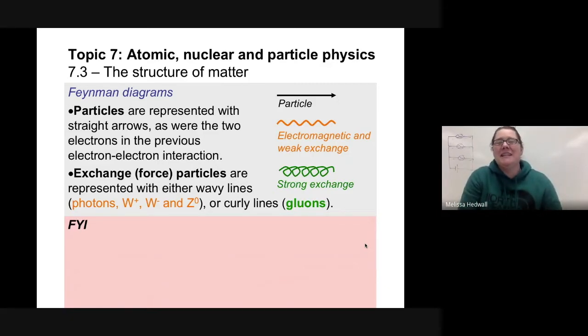The electromagnetic and weak exchange particles are drawn with a wiggly line, like the orange one there. And then the strong exchange particles, our gluons, are going to be a curly, kind of weird looking line.